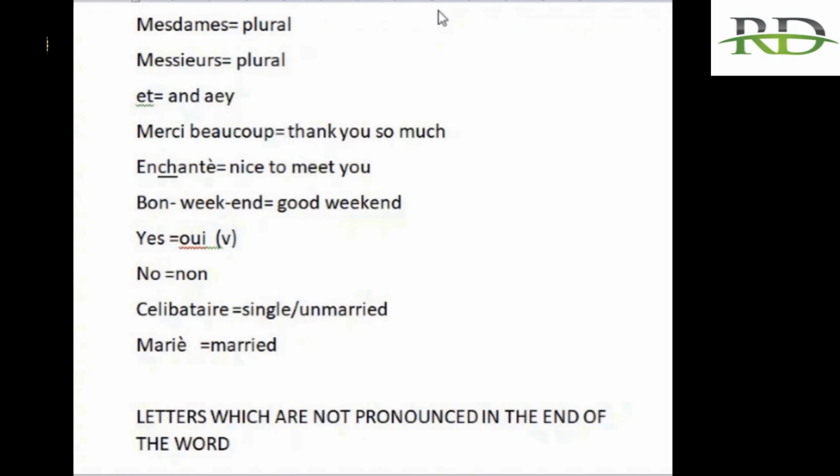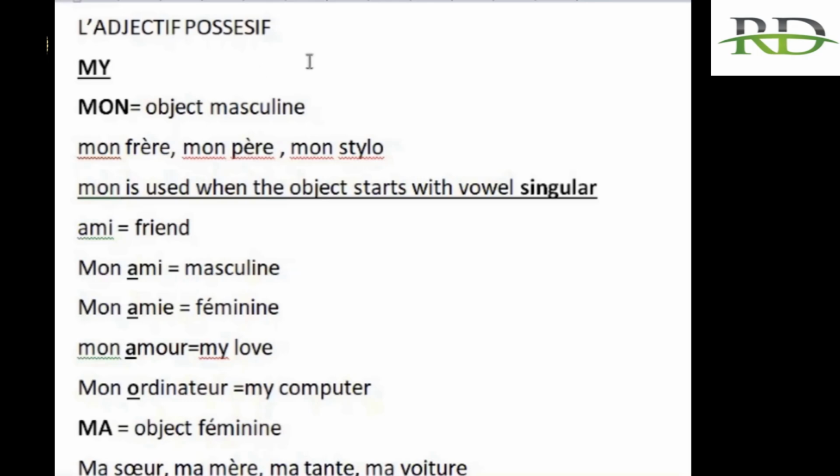Okay, yes is called oui in French. No is non. Just the spelling is changed. The pronunciation is the same. Okay, célibataire. That means like single or unmarried. Célibataire. And the married is called marié.